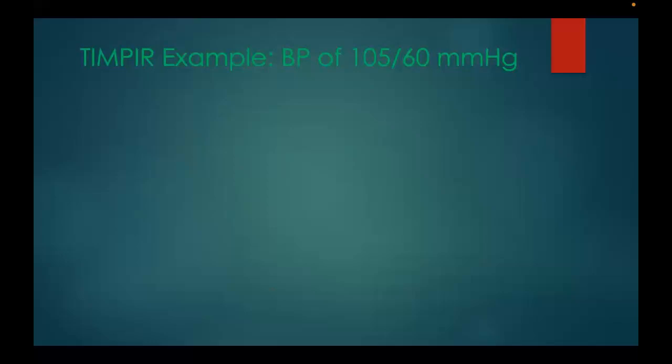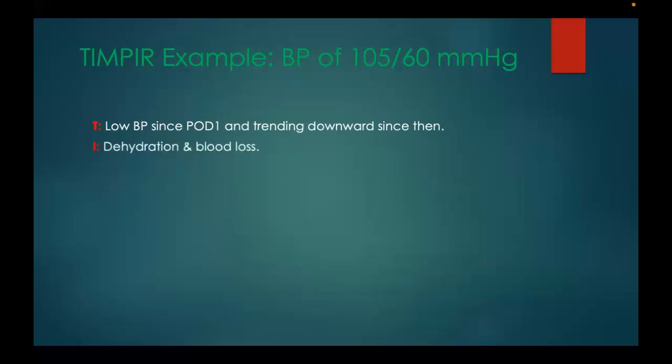And here's an example. Okay, so just take a BP of 105/60. Imagining that the student looked at the charts and talked to the patient, et cetera, as discussed above, and determined that this is a low BP since post-op day 1, and it's been trending downward since then. So what are some possible causes for that? Well, it could be dehydration, could be blood loss. In fact, we could probably add in meds, which actually comes up in the next one as well, that opioids might be lowering it.